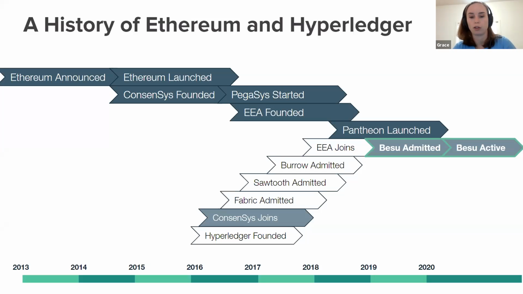And Burrow is the Ethereum virtual machine project, which is pretty cool. Then in 2018 the Enterprise Ethereum Alliance joined Hyperledger, and you can see how it all converges. Then Besu was admitted in August of 2019, as I mentioned, which we're still very excited about a year later. And then Besu gained active status this past March. So it's interesting to think about how the two groups are working together and how Besu fits into it.